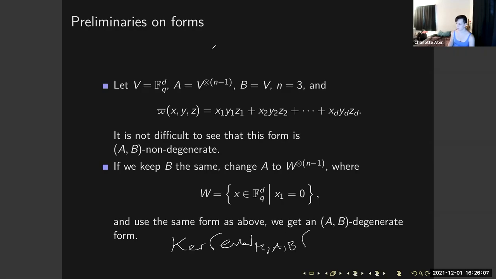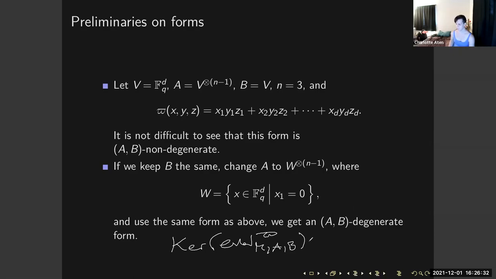for pi, suppose I wanted to say it this way, that this was not zero. So if it is zero, then the form is degenerate in that slot. If it's non-zero, then it's non-degenerate. Or, I'm sorry, other way around. If the kernel is zero, then it's non-degenerate.